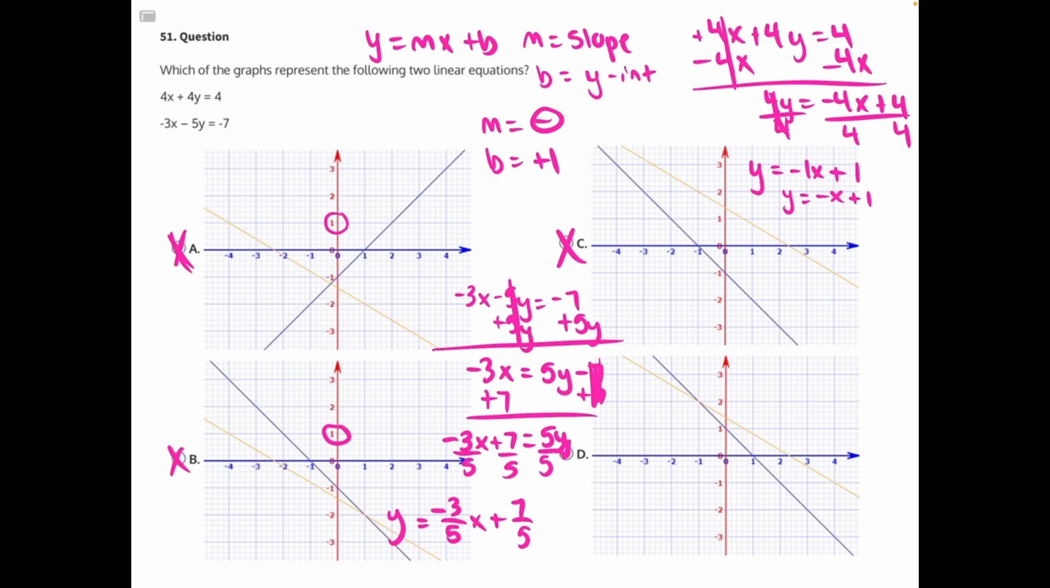Then we're looking for a y-intercept that is greater than 1. We could rewrite this mixed fraction as 1 2/5. So we would be looking for answer choice D, which has a y-intercept right at 1, and then has a y-intercept a little bit above 1 at that 1 2/5 mark, making D the correct answer.